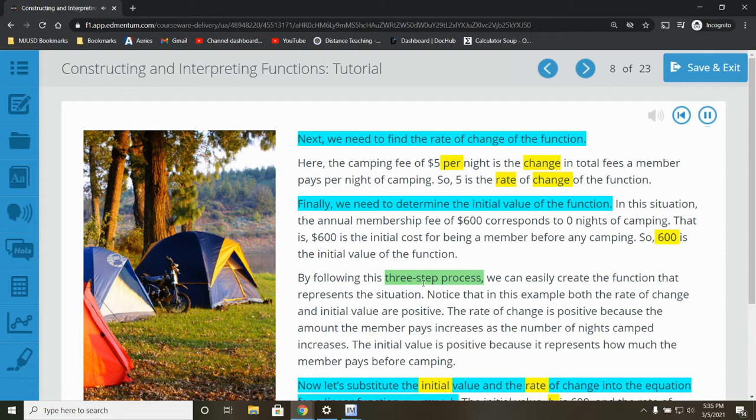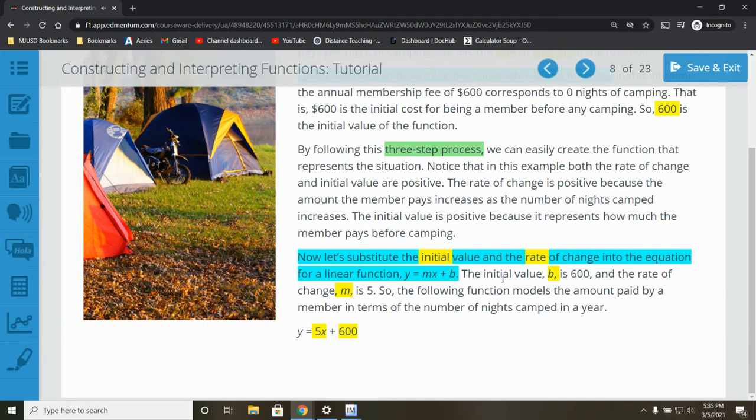By following this 3-step process, we can easily create the function that represents the situation. Notice that in this example, both the rate of change and the initial value are positive. The rate of change is positive because the amount the member pays increases as the number of nights camped increases. The initial value is positive because it represents how much the member pays before camping.